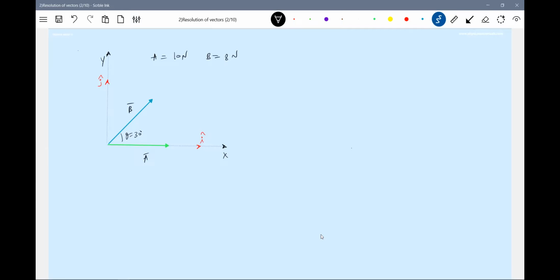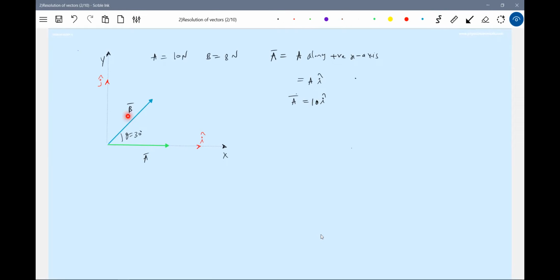Then what is a bar? A bar you are going to write in a very simple way. A bar is equal to A into I cap, along the positive x-axis, and what is the value of A? 10 I cap. So very systematically you are expressing the vector a bar. There's no problem: you're just going to say 10 I cap.